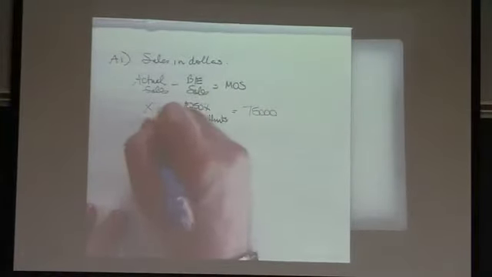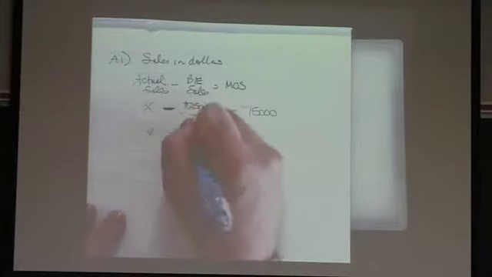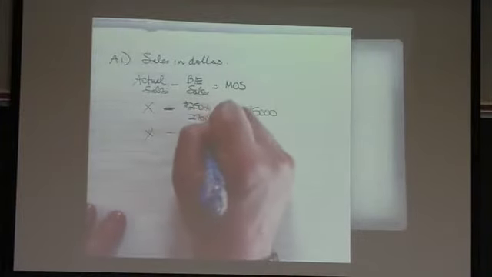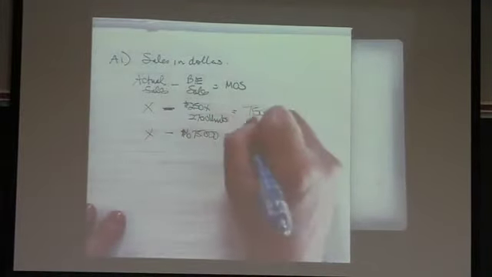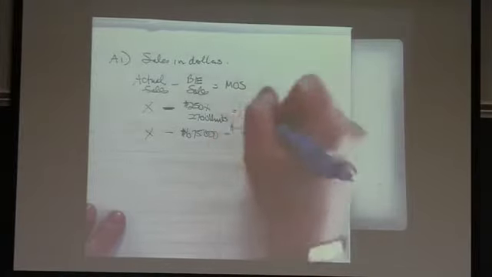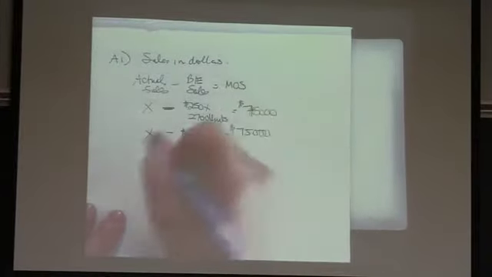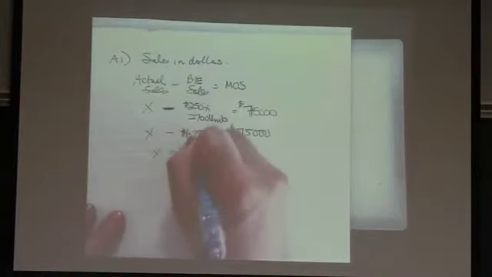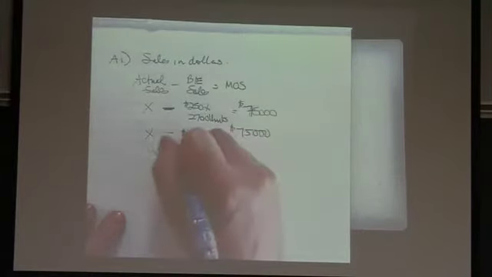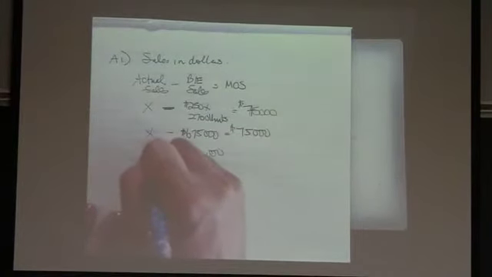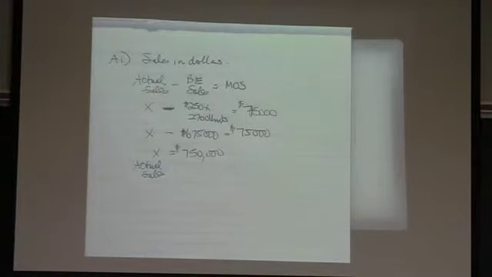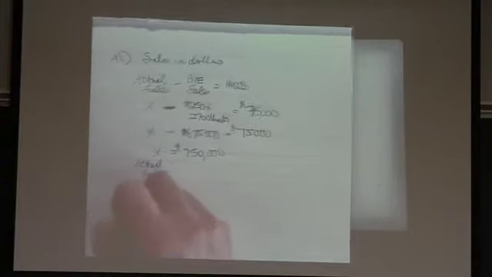Okay, so now we can solve for X. So X minus 675 equals 75,000. X equals 750. So this is actual sales. Okay? So sales in dollars. Second, it's asking us for variable selling and admin.